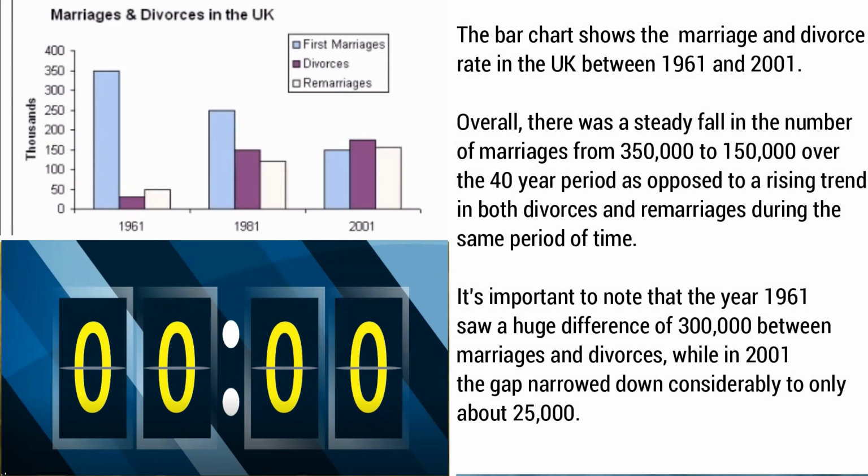So what first was mentioned was a title. The bar chart shows the marriage and divorce rate in the UK between those years. And then overall, or generally speaking, you can use those terms if you want. There was a steady fall. Try and use adjectives with your verbs, which would help describe it better. In the number of marriages from that number to that number, well, we could take that out if we wanted to, but over the period of 40 years would be a nice expression to fit in.